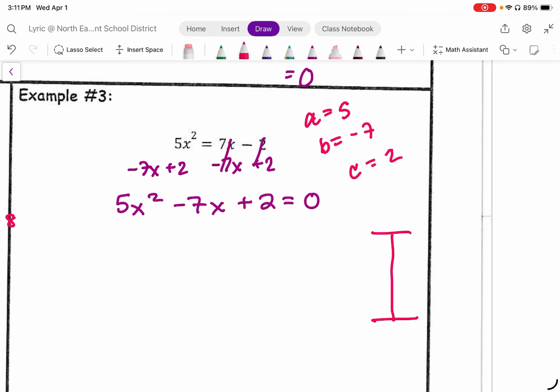At the top, we have a times c. 5 times 2 is 10. And on the bottom, we put b, which is negative 7. Now we need to list all numbers that we know of that multiply to 10. I know 1 times 10, 2 times 5, and that's all that multiplies to 10.